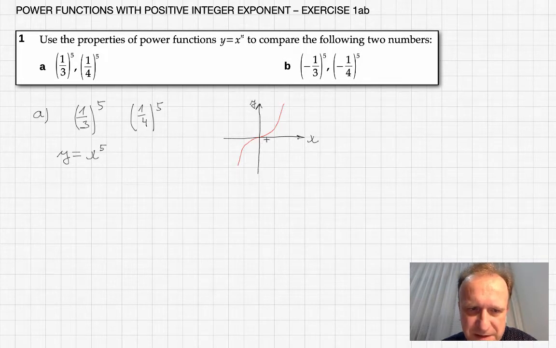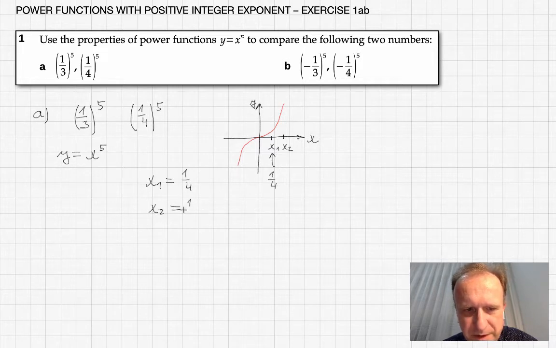Now take these two values. So first value and the second value. The first value is x1, the second value is x2. So x1 is the smaller of those two numbers, 1/4 and 1/3. And you may see that 1/4 is smaller, so it's here. So this number here is 1/4, and x2 is 1/3. 1/3 is the larger number. You may know it because 1/4 is 0.25 and this is approximately 0.33.